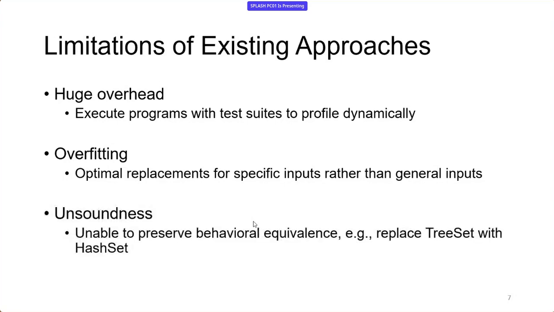And the second drawback is that some techniques may make the very strong assumption that some container types are always exchangeable under any program context. But this assumption does not hold because, for example, the TreeSet is not always exchangeable with the HashSet, because the traversal upon these two kinds of container objects is totally different. So the program behavior equivalence cannot be ensured during the replacement.